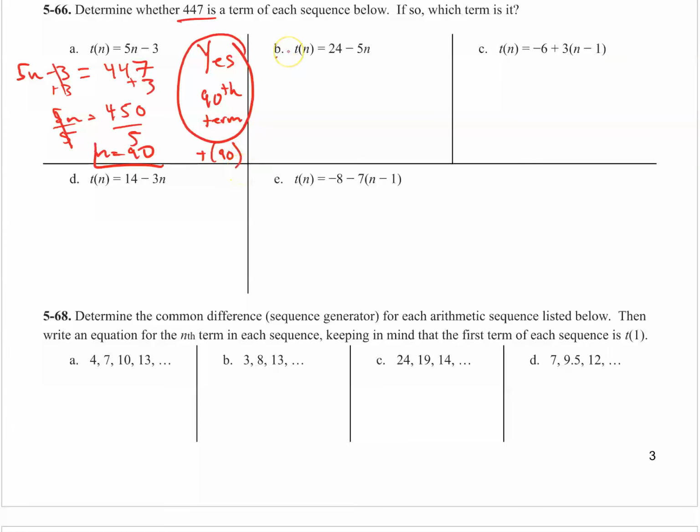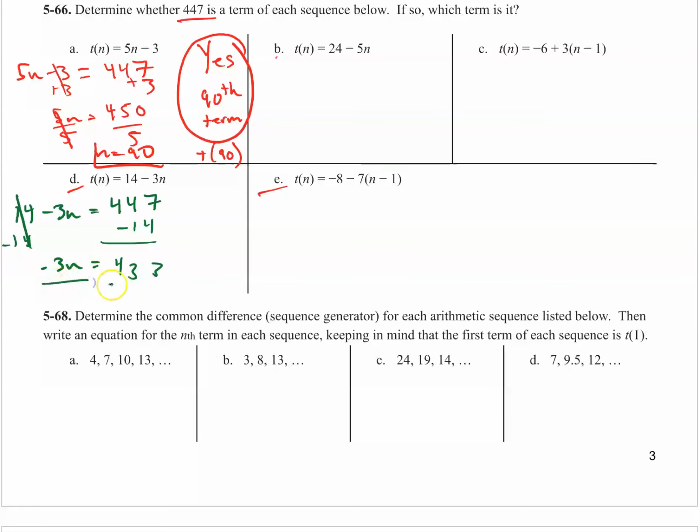All right, try B. Same kind of situation. Let's do D and E. So for D, set the explicit equation equal to 447, and then solve for n. All right, now I need to isolate n. There's a couple ways you can do this. I'm going to take away 14 from both sides, leaving negative 3n. That negative stays. And then 447 minus 14, that's going to be 433.